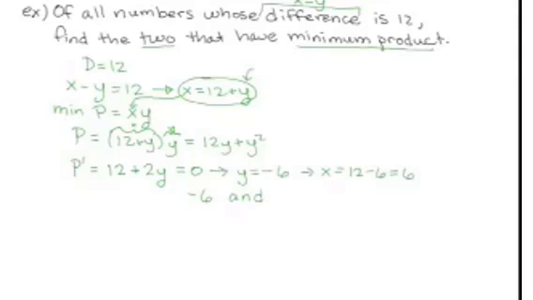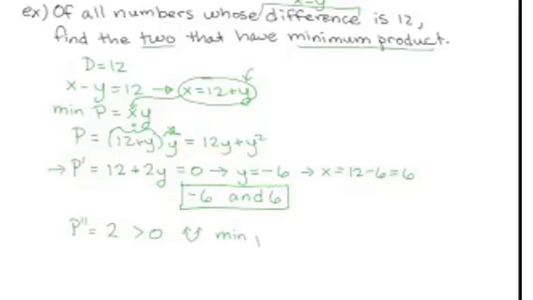However, we don't really know this is our final answer until we check concavity. These could be two numbers that give us a maximum product instead of a minimum product. So let's find the second derivative. Alternatively, you could use the first derivative test here. The second derivative is just the derivative of our first derivative. Our first derivative is 12 plus 2Y. The derivative of 12 is 0, and the derivative of 2Y is just 2. Since this is greater than 0, our function is concave up at that critical point, which means we do have a minimum.